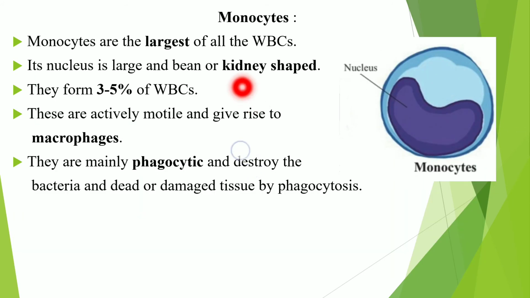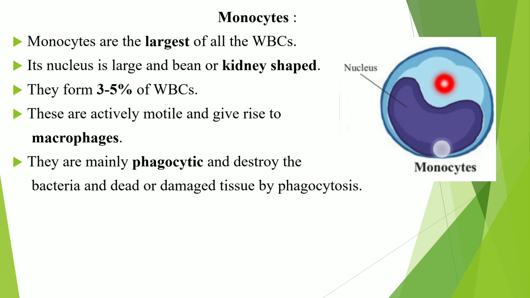Now see the other agranulocyte, that is monocytes. These are the largest of all WBCs. If you observe the nucleus, it is large and bean shaped, which is also called kidney shaped nucleus. They form 3 to 5% of total WBC, and these are actively motile and give rise to the macrophages.